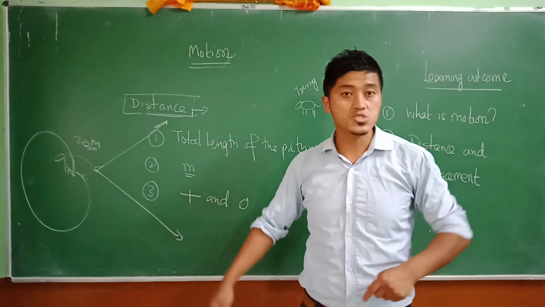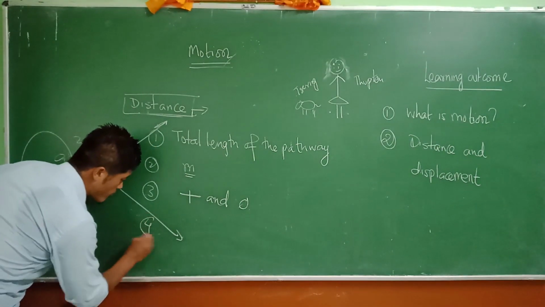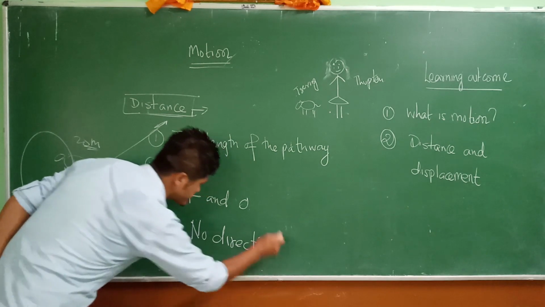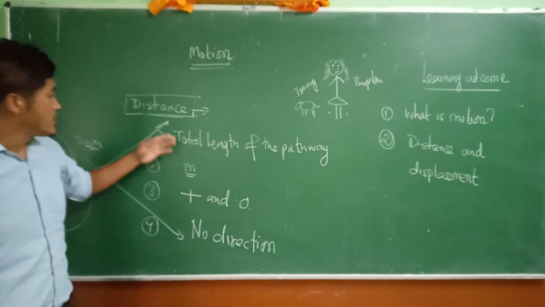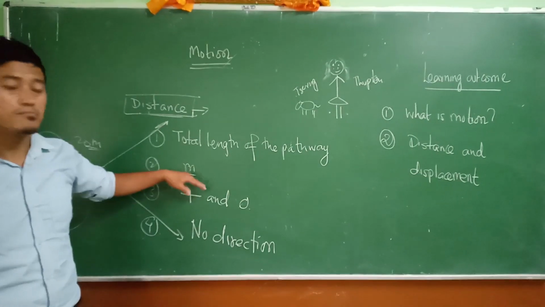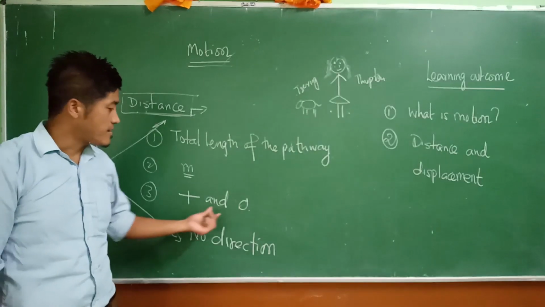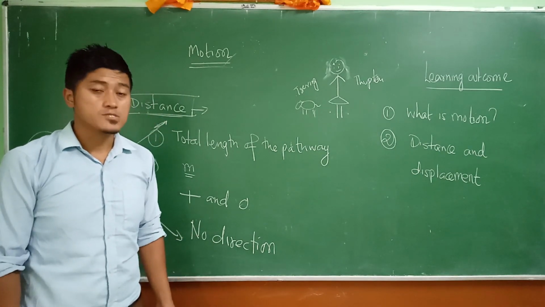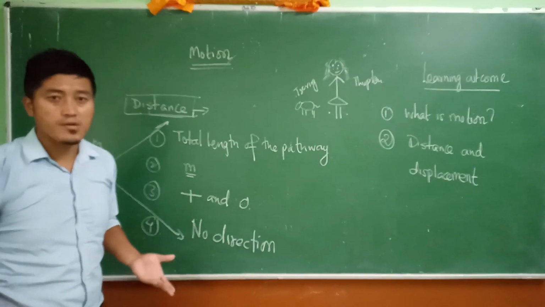That is why it belongs to a certain kind of quantity, which we are going to discuss next. So that is number 4, no direction. These 4 important things are: number 1, the total length of the pathway is defined as distance, and it is measured in meters, though there are other, bigger units like kilometers. Distance can be positive, and it can be 0. For example, right now I'm not changing my position here, so my distance is 0. And when we talk about distance, there is no direction at all.